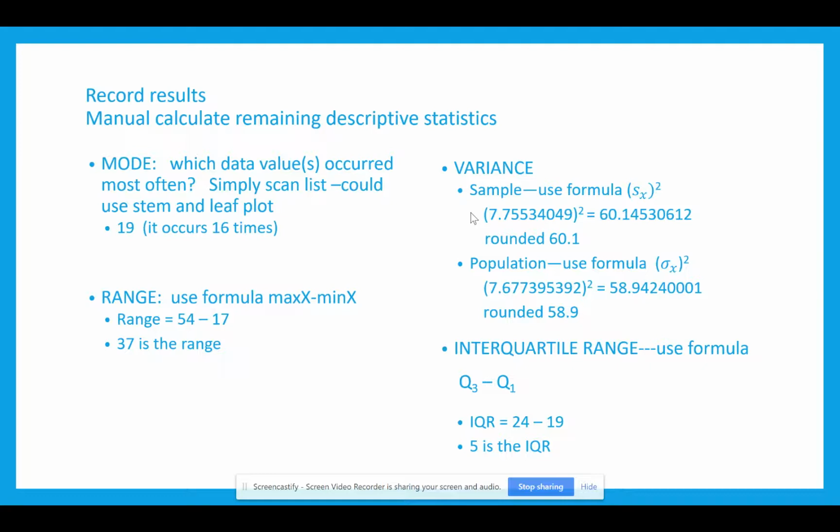The mode, which value occurred the most. The range, which is the maximum minus the minimum. The variance, which is the square of the sample standard deviation or the square of the population standard deviation. And then finally, the interquartile range, which is the third quartile minus the first quartile. And again, you can actually use your calculators to do that addition and subtraction and squaring, okay? But you actually have to manually do those calculations.